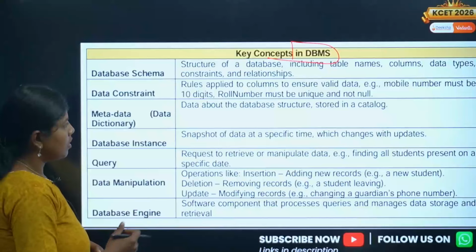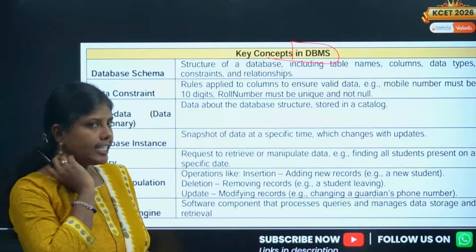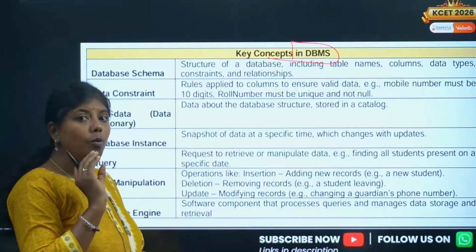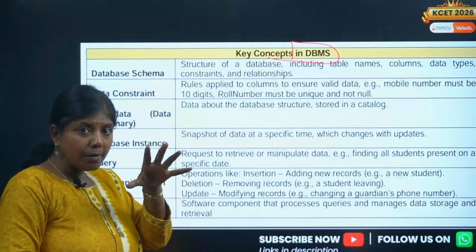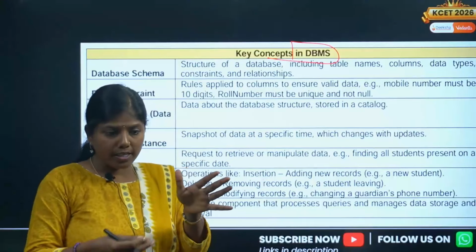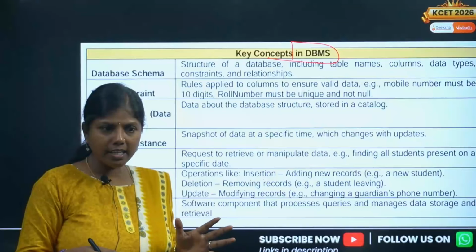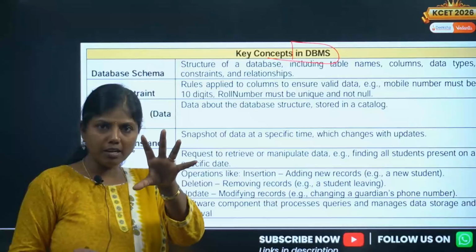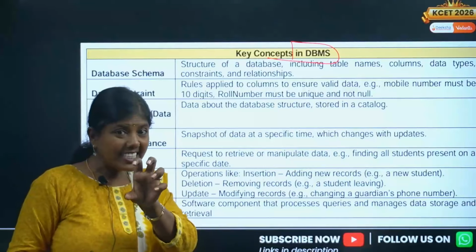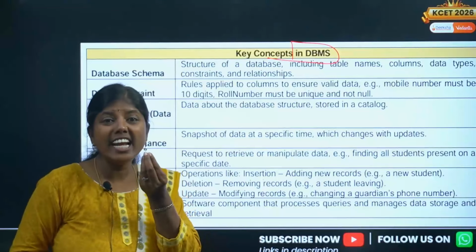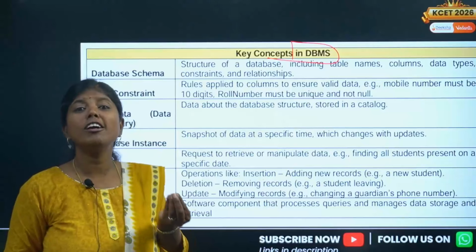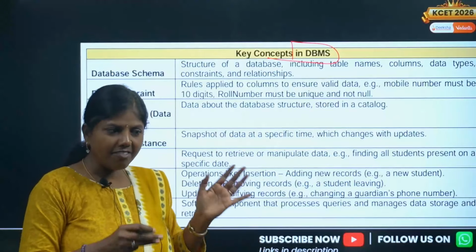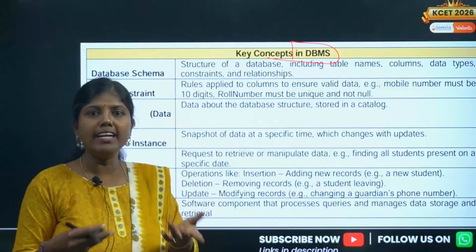It is basically stored in a data dictionary, which we also call the catalog. Then there is the database instance, the snapshot of the database at a given instant of time. Initially in the entire table no data is there, that's an empty table. That's one particular time, what is the status of the database. The state of the database at any given time is called a database instance. I have a table. Initially it is empty.